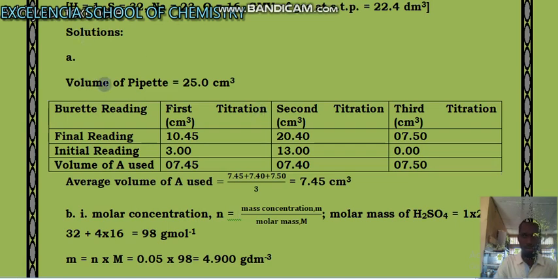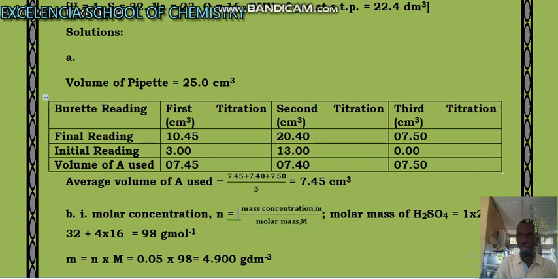But ensure you write the volume of pipette, 25 cm cube or 20 cm cube. Ensure you write the correct units here. Ensure you present your work in 2 decimal places, and the second decimal place must be either 5 or 0. Ensure that your volumes of A used are consistent, they are concordant. Concordant means that the difference between the highest value and the lowest should not be more than 0.2. And this is the average volume of A used as instructed.